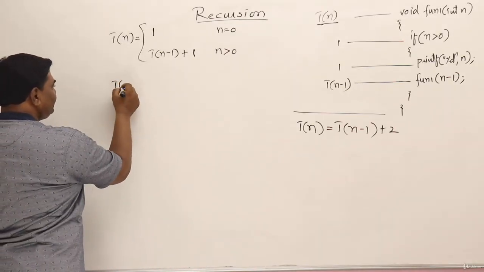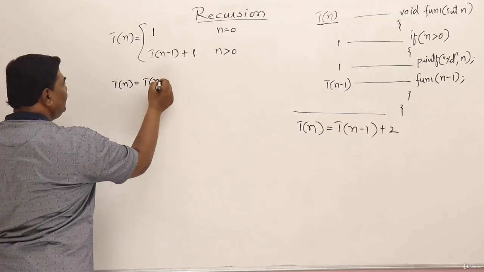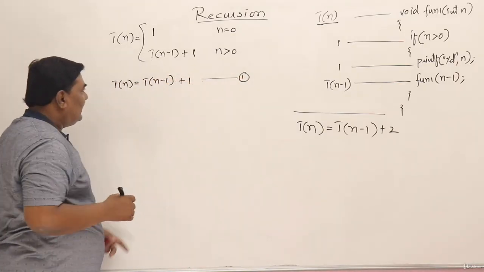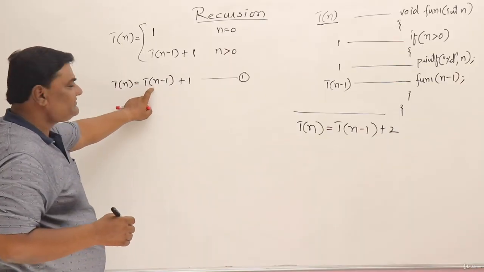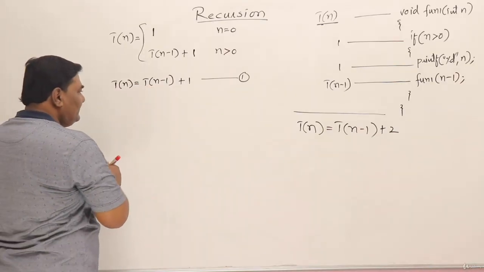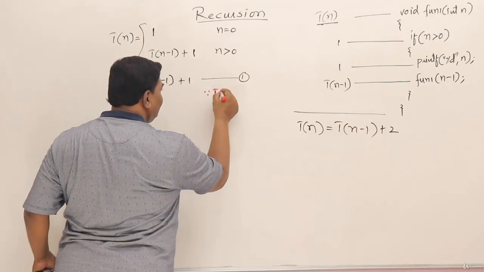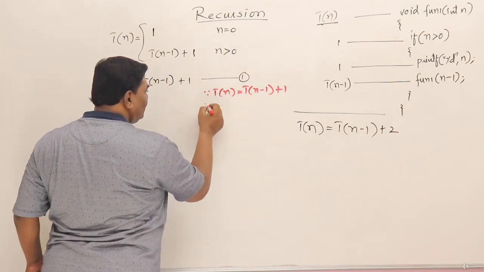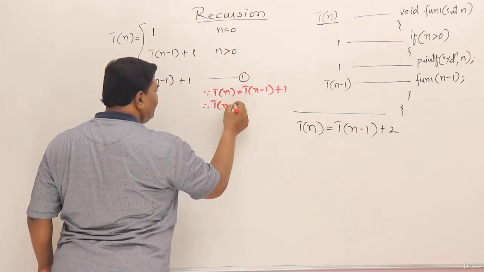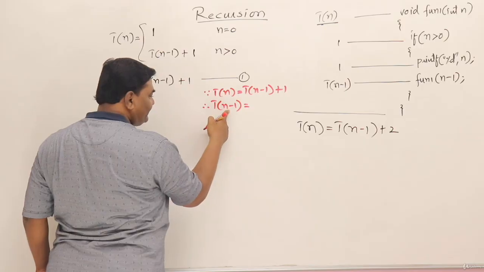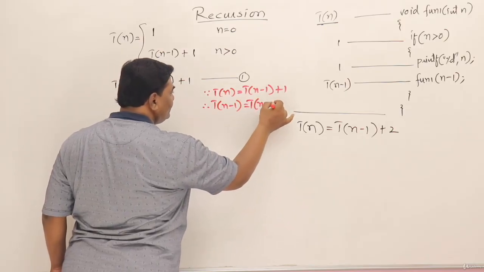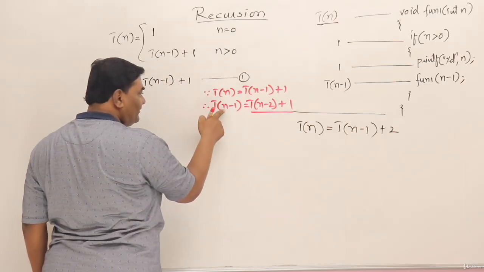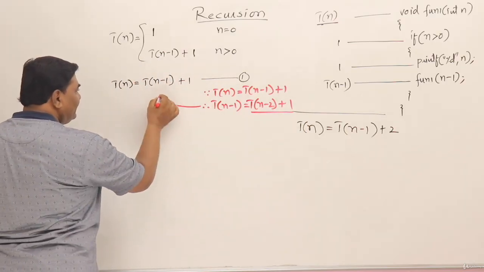So the recurrence relation is T(n) = T(n-1) + 1. This is the first equation we have. I can solve this if I know what T(n-1) is. Since T(n) = T(n-1) + 1, then what will be T(n-1)? If this is n, replace it with n-1, so this will be T(n-2) + 1. So I can substitute this, T(n-2) + 1, in place of T(n-1). So I can replace this here.